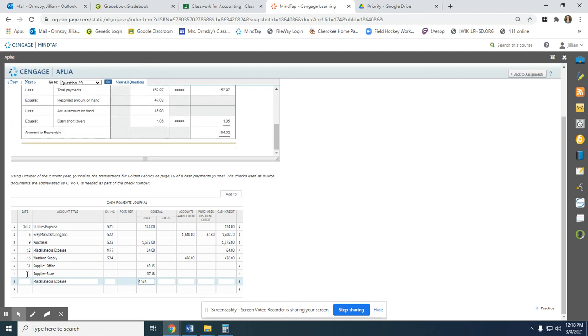Now, next is cash short and over. If it was over and this was in parentheses or negative, then it would be credited. But because it's not, it's a debit, so it's 105. And we are putting the credit amount at the top, so $1,154.02. The amount replenishing is credited to cash, and that amount goes at the top, right here.